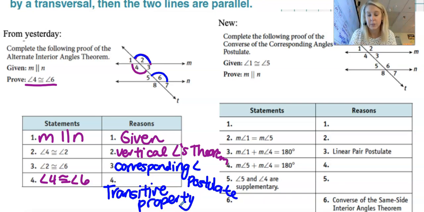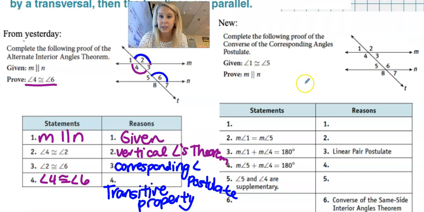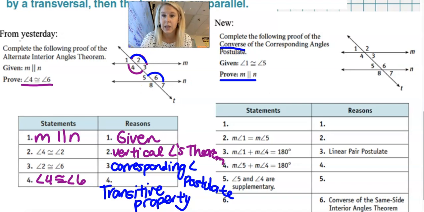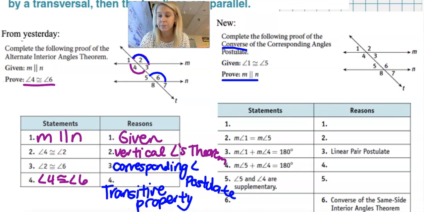We were given something that was parallel and we were trying to prove congruence. What we're doing today looks a little bit different. It says complete the converse, so I'm dealing with the converse. Notice over here I was given they were parallel. Over here I am proving they are parallel. From yesterday, I was given they were parallel and I proved congruence. Now we're going to work backwards. So if they're congruent, I'm going to prove they're parallel. And that is the key word for converse.